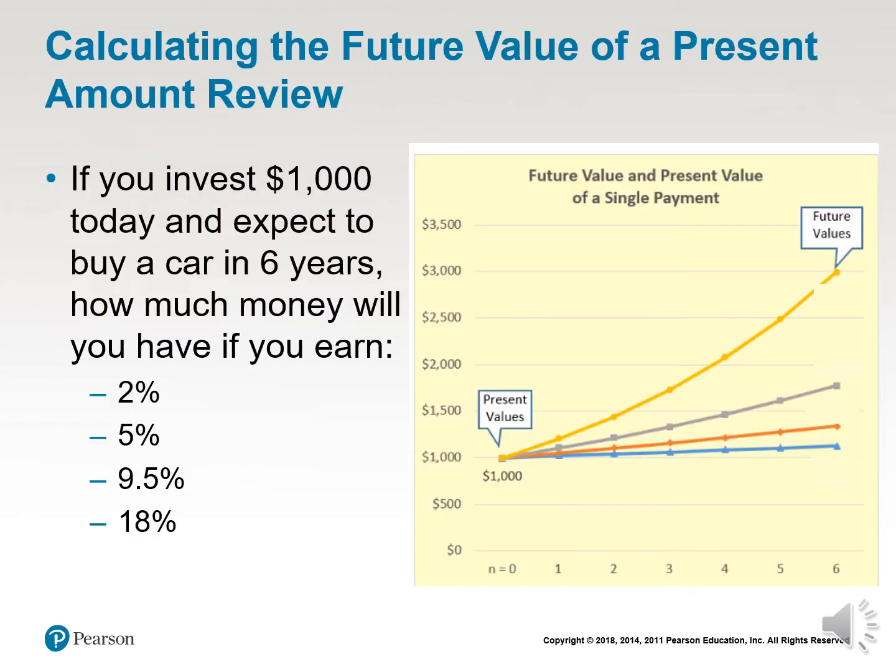For a quick review, get out your financial calculator or use Excel to answer these questions. You should be able to go through them pretty quickly once you have it set up. It's asking the same question over and over again using a different interest rate. So if you were to invest $1,000 today and expect to buy a car in 6 years, how much money will you have if you earn 2%, 5%, 9.5%, or 18%?